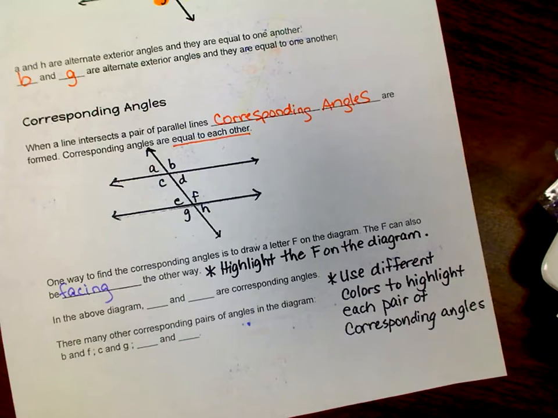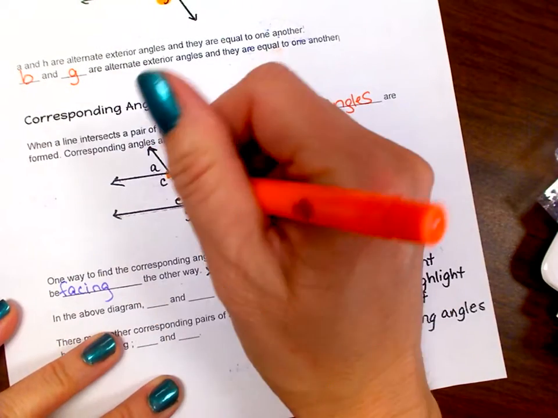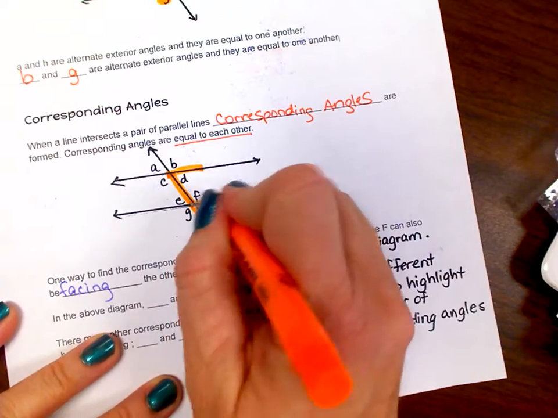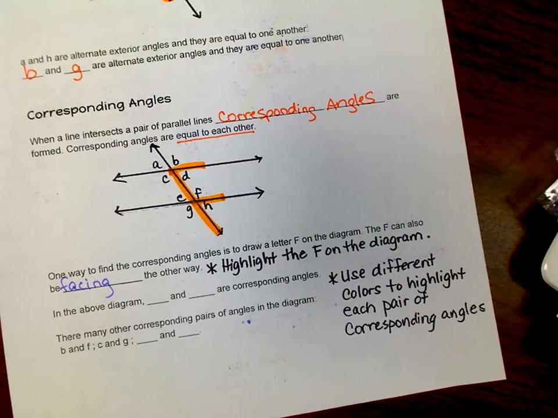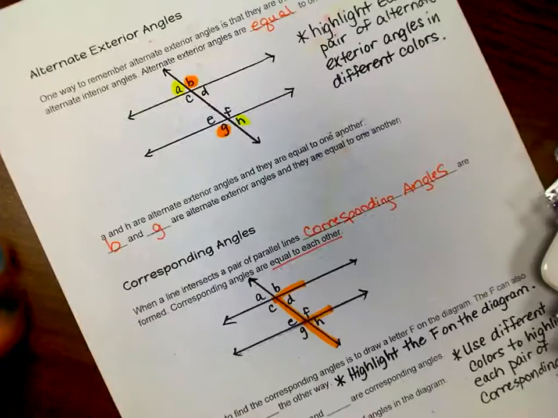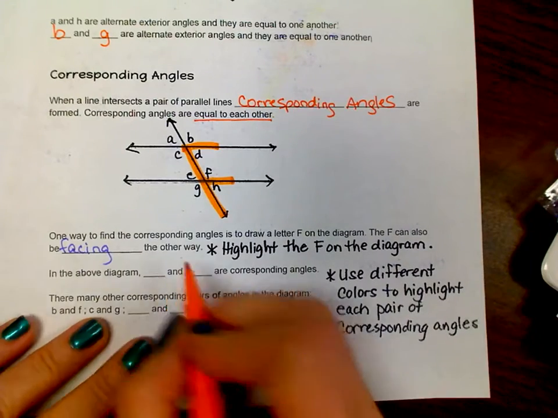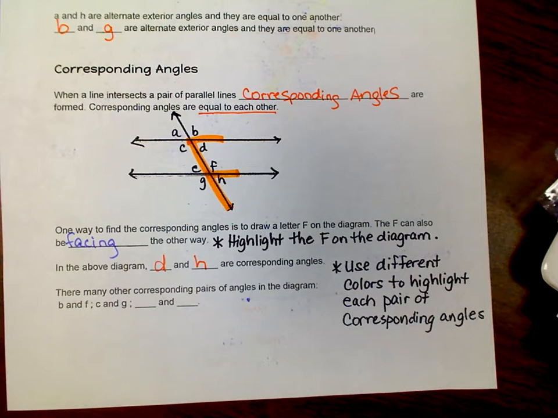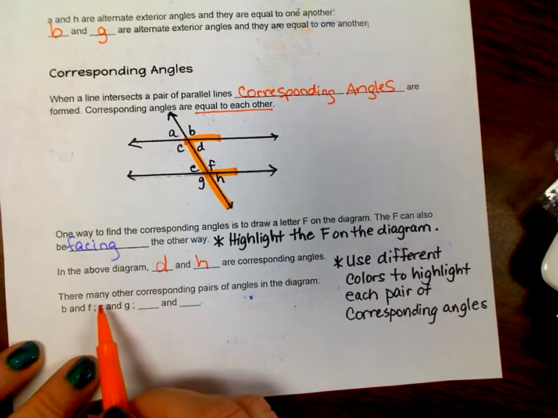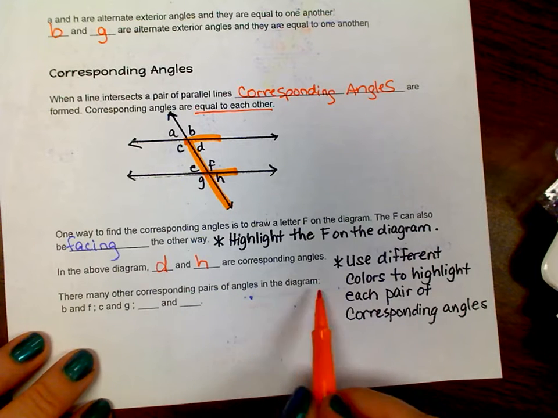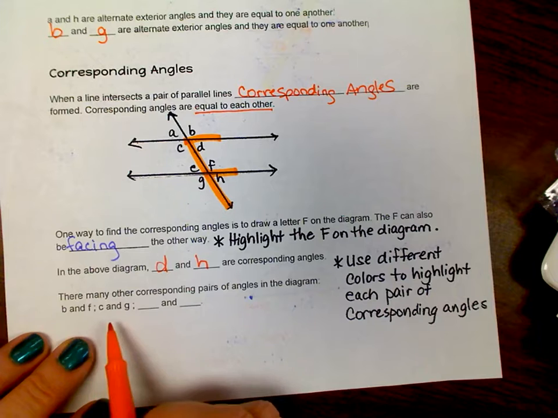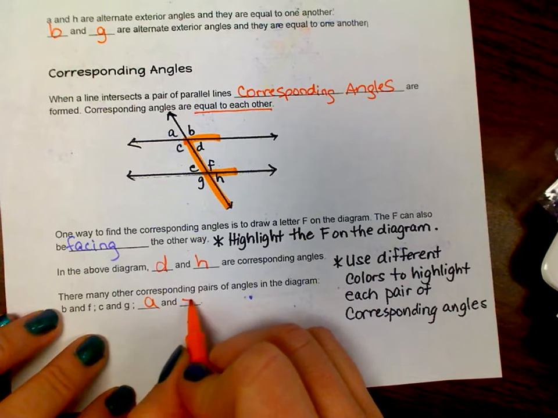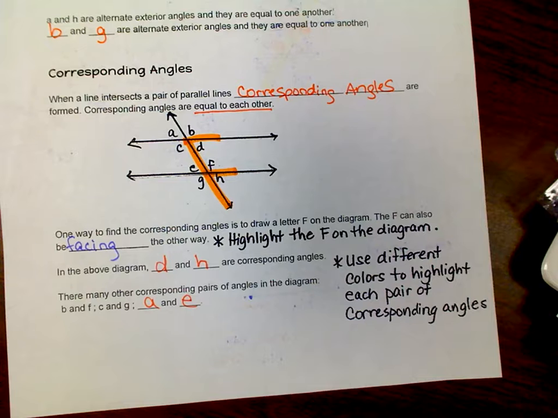In the above diagram, D and H are corresponding angles. There may be other corresponding pairs of angles in the diagram: B and F, C and G, and A and E. Use different colors to highlight each pair of corresponding angles.